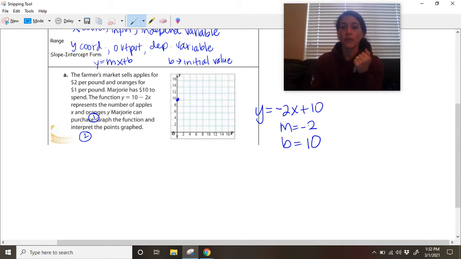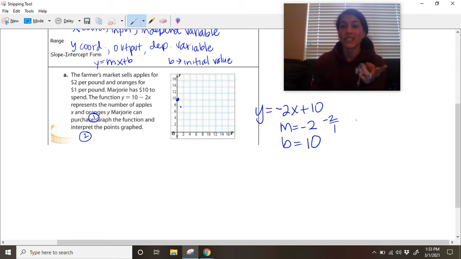Now I'm going to use my slope, negative 2 over 1. And if you notice the graph, they're counting by 2. So you have to be very careful. We're going to go down 2 over 1. So I'm kind of in between.